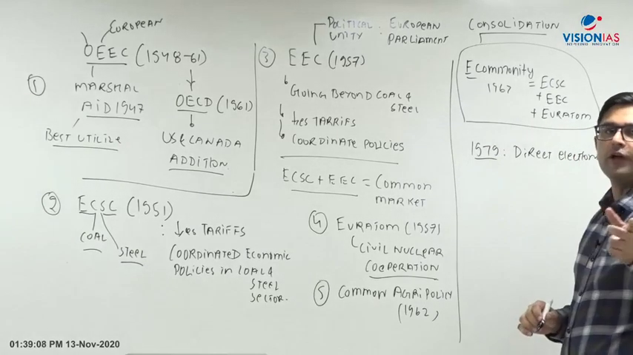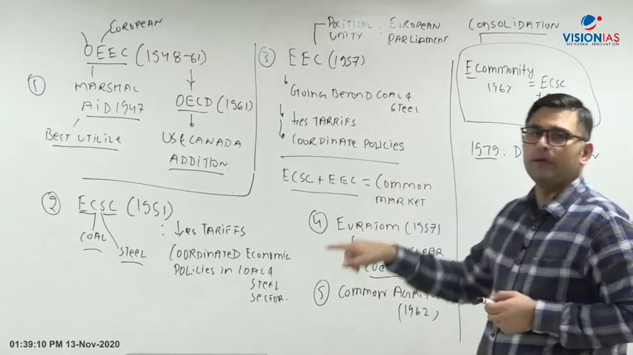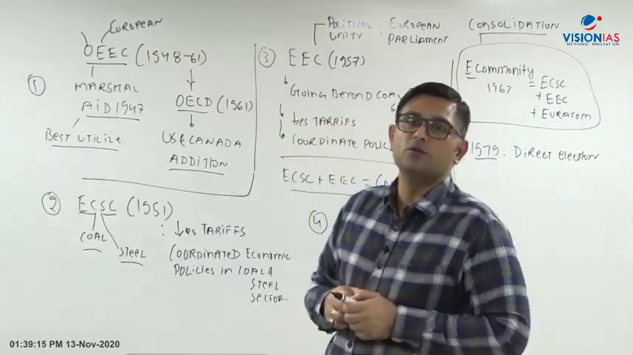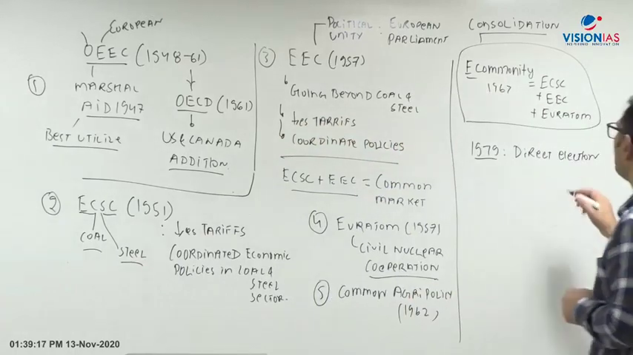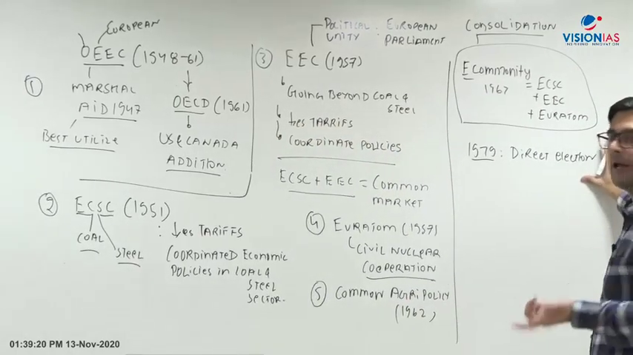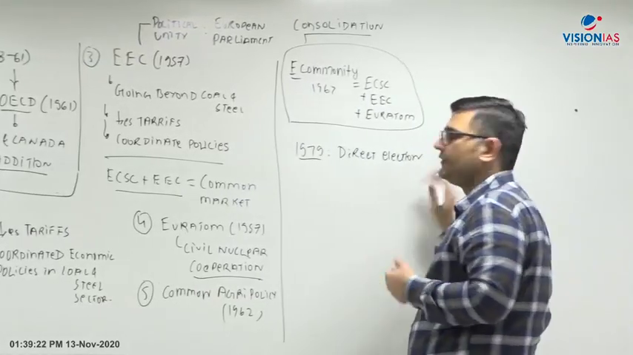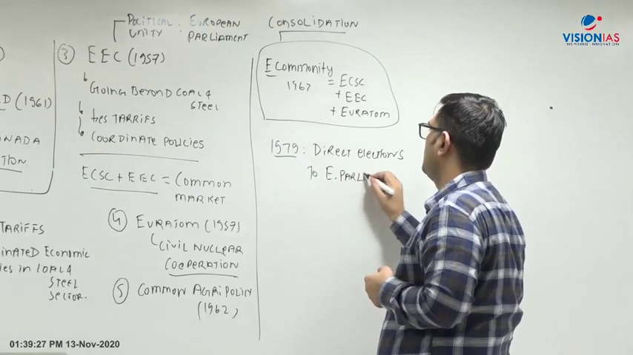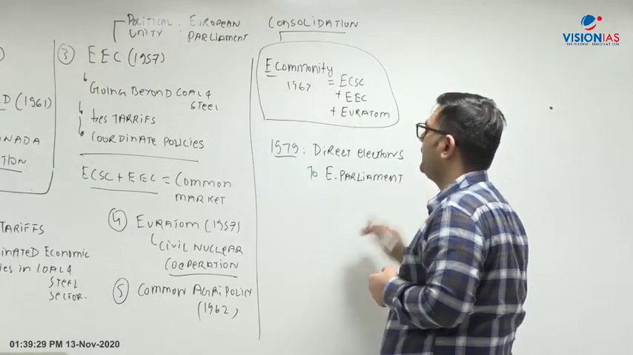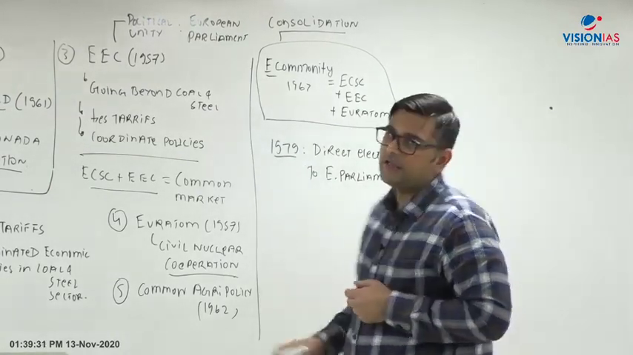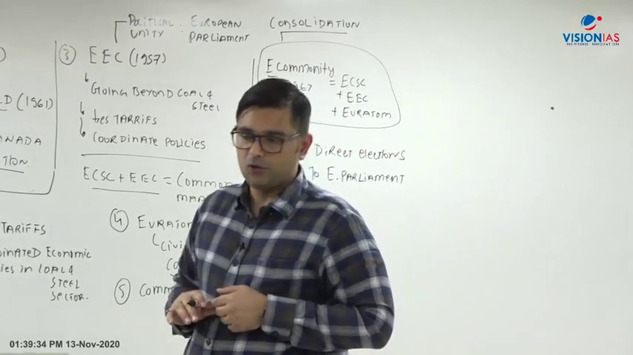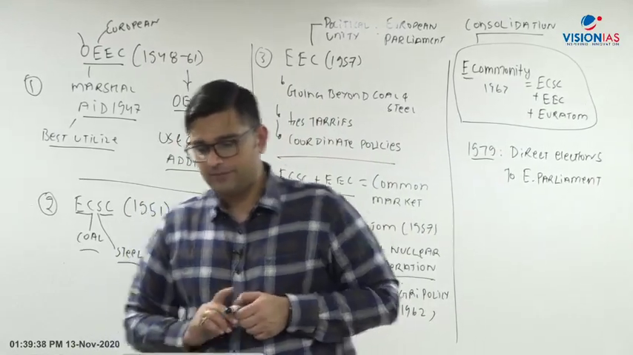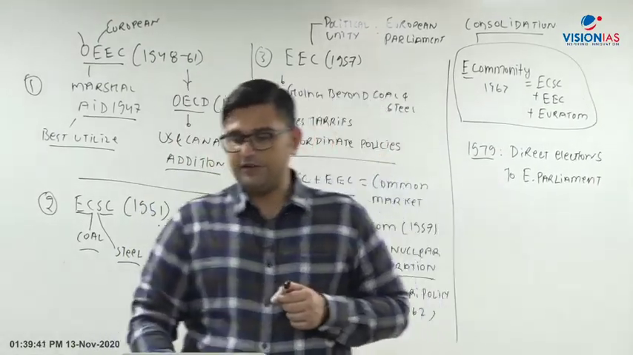So always remember, good economics is good politics. This European unity has delivered economic results. So now they are confident to move towards political unity in the form of a European Parliament, and they are strengthening the Parliament by having these direct elections. Like your political parties fight in the domestic elections, they will fight in the elections to the European Parliament also, right? So this is how things are being established. Okay. Then after this, what happens?